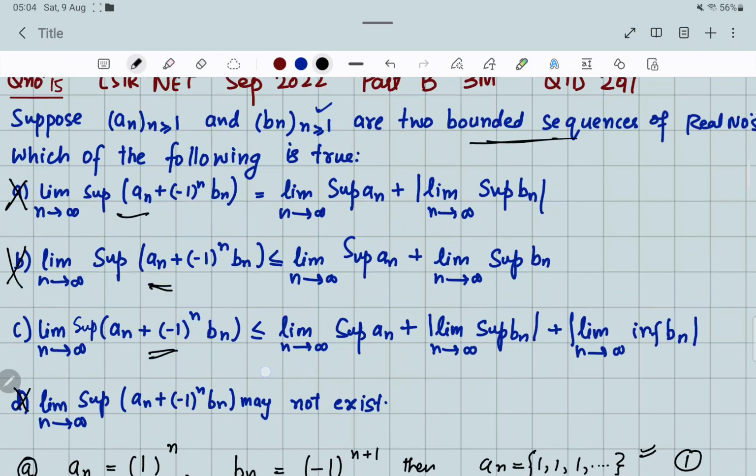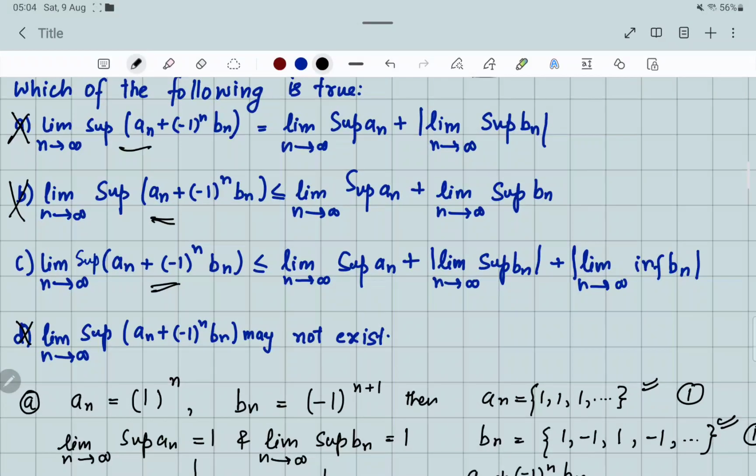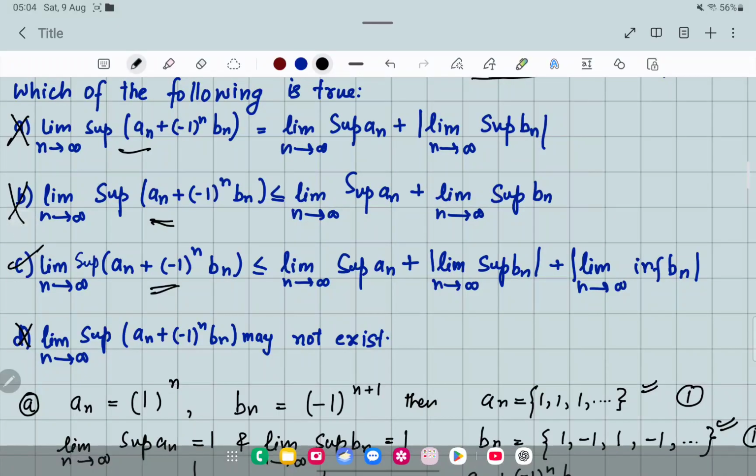So this is a 3 marks question. Only one option will be right. So here we have option C correct.